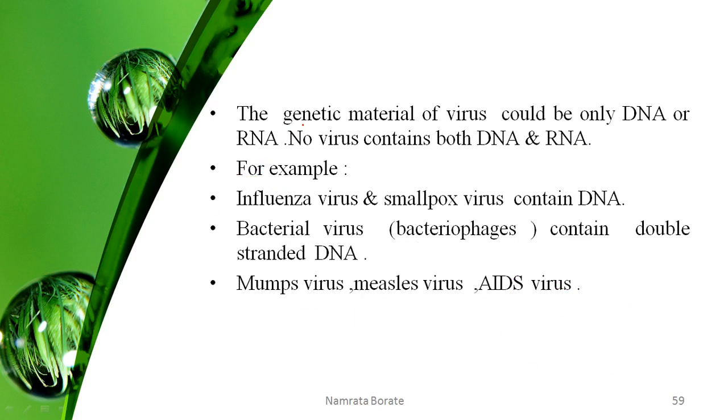Afterward, as this virus contains genetic material, there is either the presence of DNA or the presence of RNA. Both DNA and RNA forms of genetic material are not present at the same time. For example, influenza virus, smallpox virus contain DNA, bacterial virus contains double-stranded DNA, and the mumps virus, measles virus, and the AIDS virus. These are the examples of viruses.